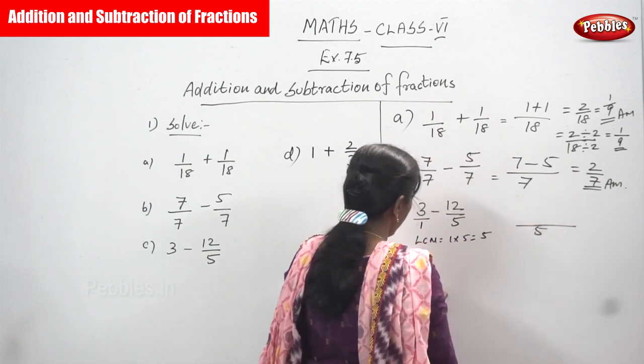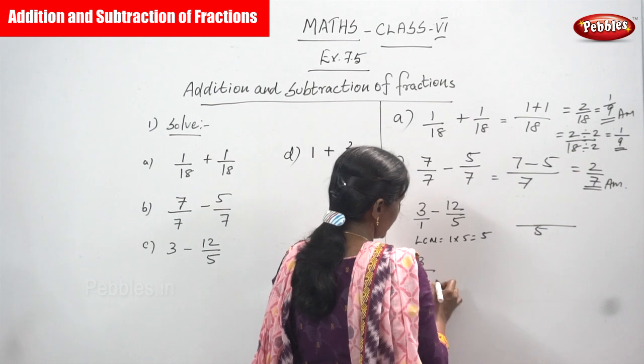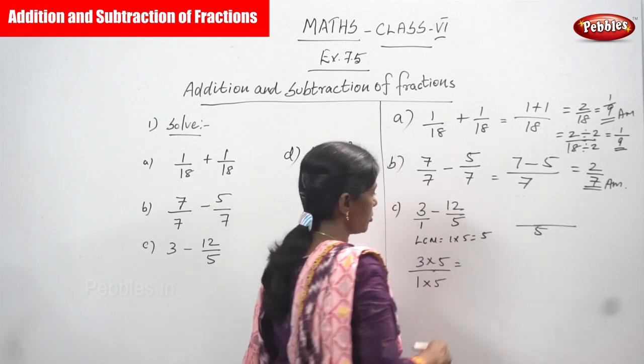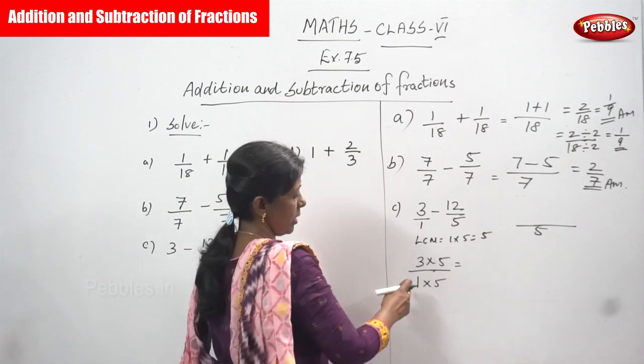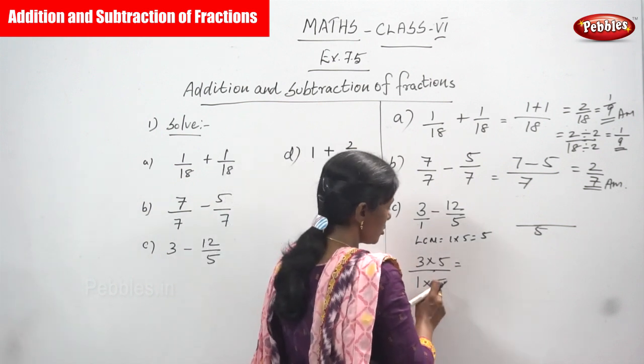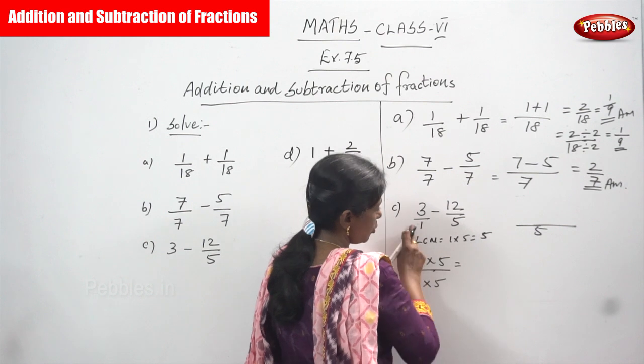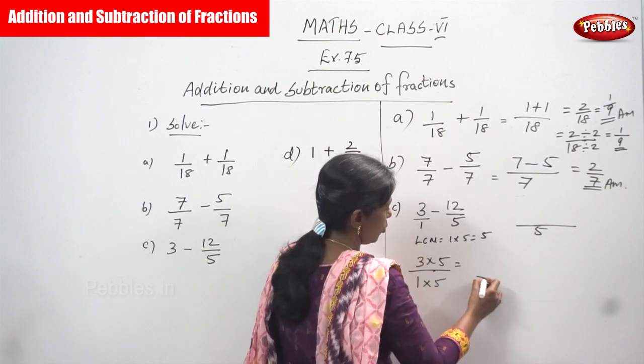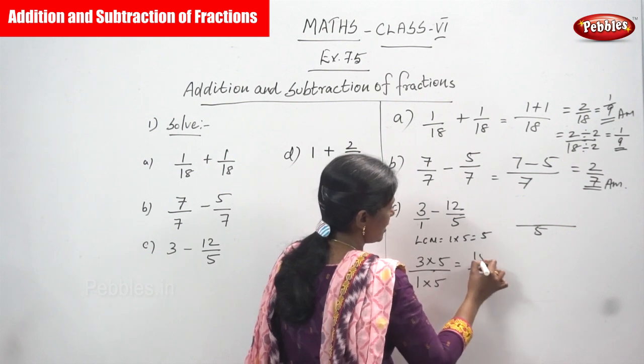So for 3 by 1, you have to multiply by 5, because you have to change the denominator to the common LCM, which is 5. There is no number, so you have to assume the denominator is 1. So 1 into 5, you get 5. And 3 into 5, you get 15.